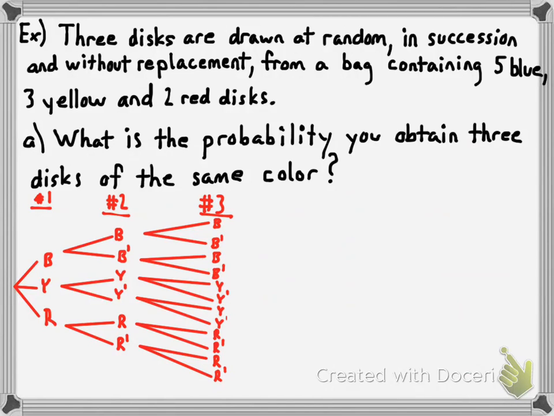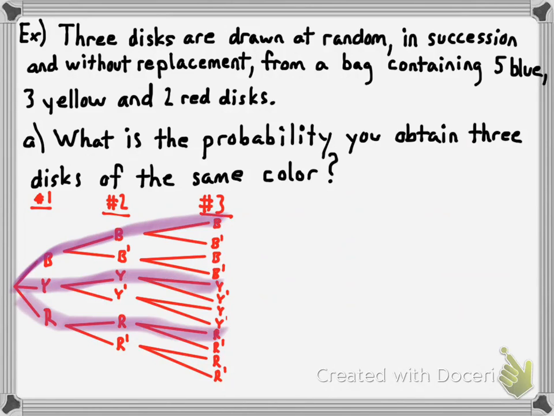We want to know the probability that we obtain discs that are all the same color. And so there's only 3 outcomes that we care about. We care about, did we get 3 blues? All right, so this path. Did we get 3 yellows? This path. Or did we get 3 reds? This path right here. Those 3 paths are the only ones that matter to us. All right, now let's find out what the probability of each is along the way.